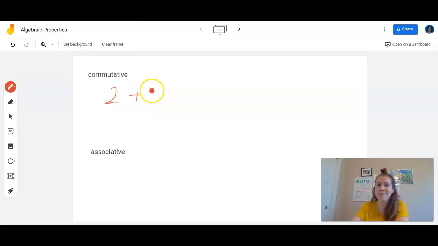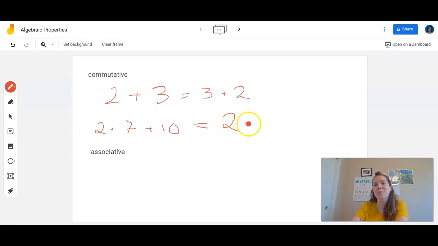2 plus 3 is the same as 3 plus 2. We know that just like intuitively without even thinking about it. But don't forget that it's the same even if you have a really long list of things. 2 plus 7 plus 10 is the same as 2 plus 10 plus 7. Even if this list went even longer, the order doesn't matter when I'm only adding. Obviously, we have to use order of operations if there's more things than adding, but if we're just adding, order doesn't matter. Flip them all around, all you like.